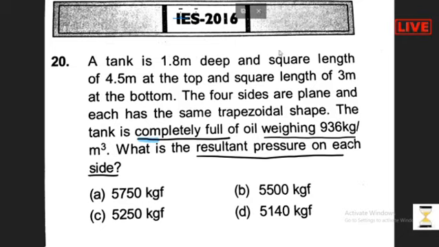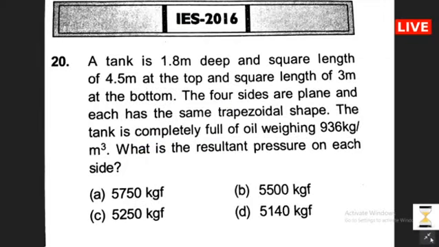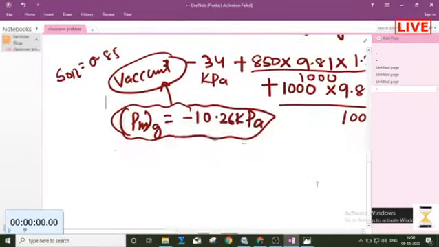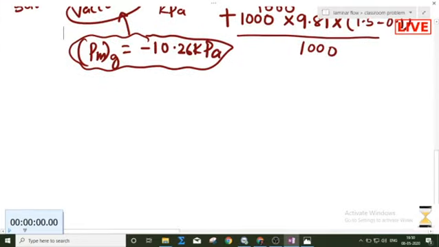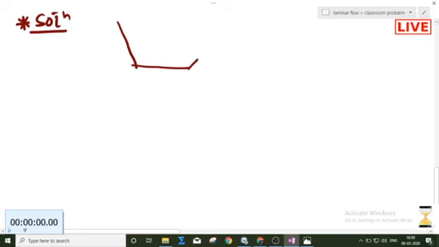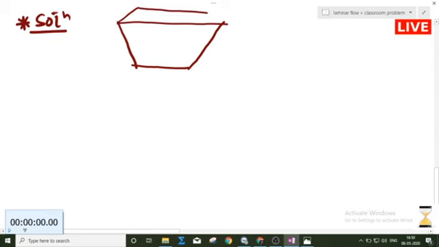So let me solve. So it is saying, next problem, this solution. A tank of trapezoid nature. If you draw the 3D diagram, I'm trying to draw it for you. So it looks like this. Okay. So what is it saying? This height is given to you as 1.8 meter.